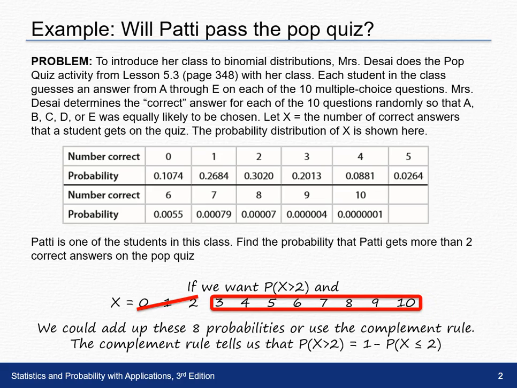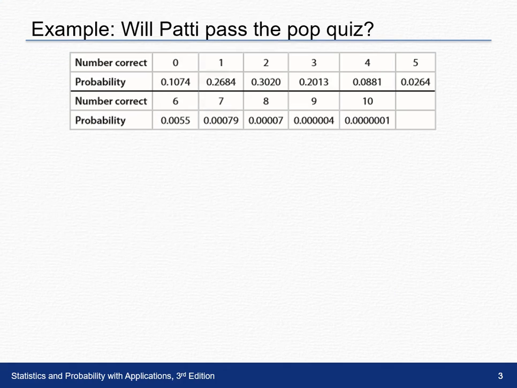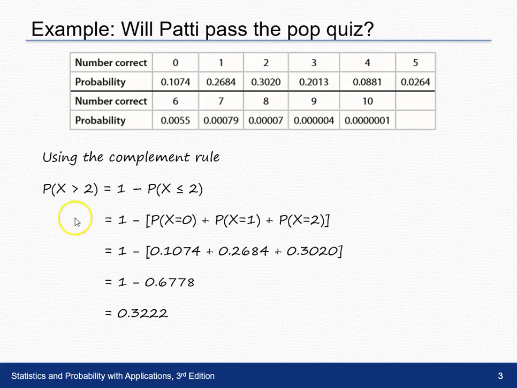Or what we could do is use the complement rule, which would let us find fewer probabilities. We'd only have to find the probability of 0, 1, and 2. So that's what I'm going to do here. I'm going to use the complement rule, which allows me to then say that the probability of X being greater than 2 is 1 minus the probability of X being less than or equal to 2. So now I can take 1 and subtract off these 3 probabilities, as opposed to adding up 8 different probabilities. Both would give you the correct answer of 0.3222.